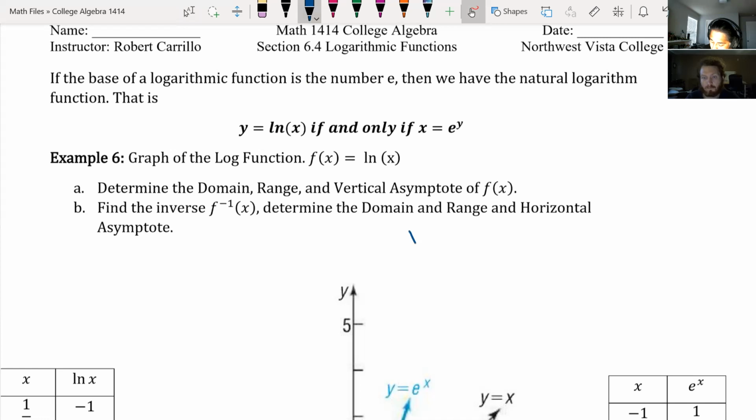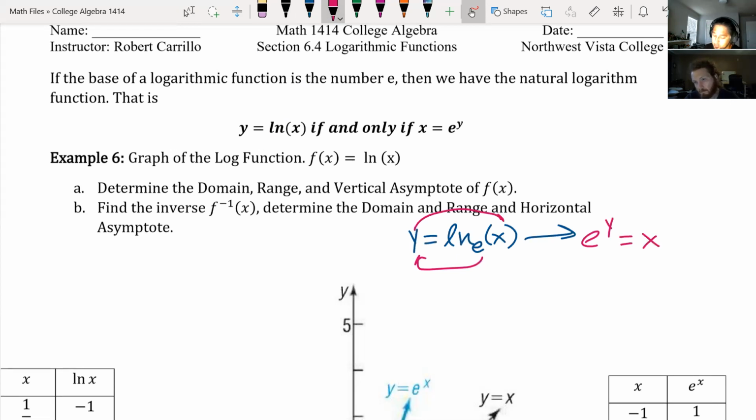So I'll write that down here again. If I had y equals the natural log base e of x, and then rearranged it from log to exponential, we again would do e to the y and set it equal to x. Now again, you don't need to write the base of e in there. If you type the natural log, it's already understood that the base is e. Okay.